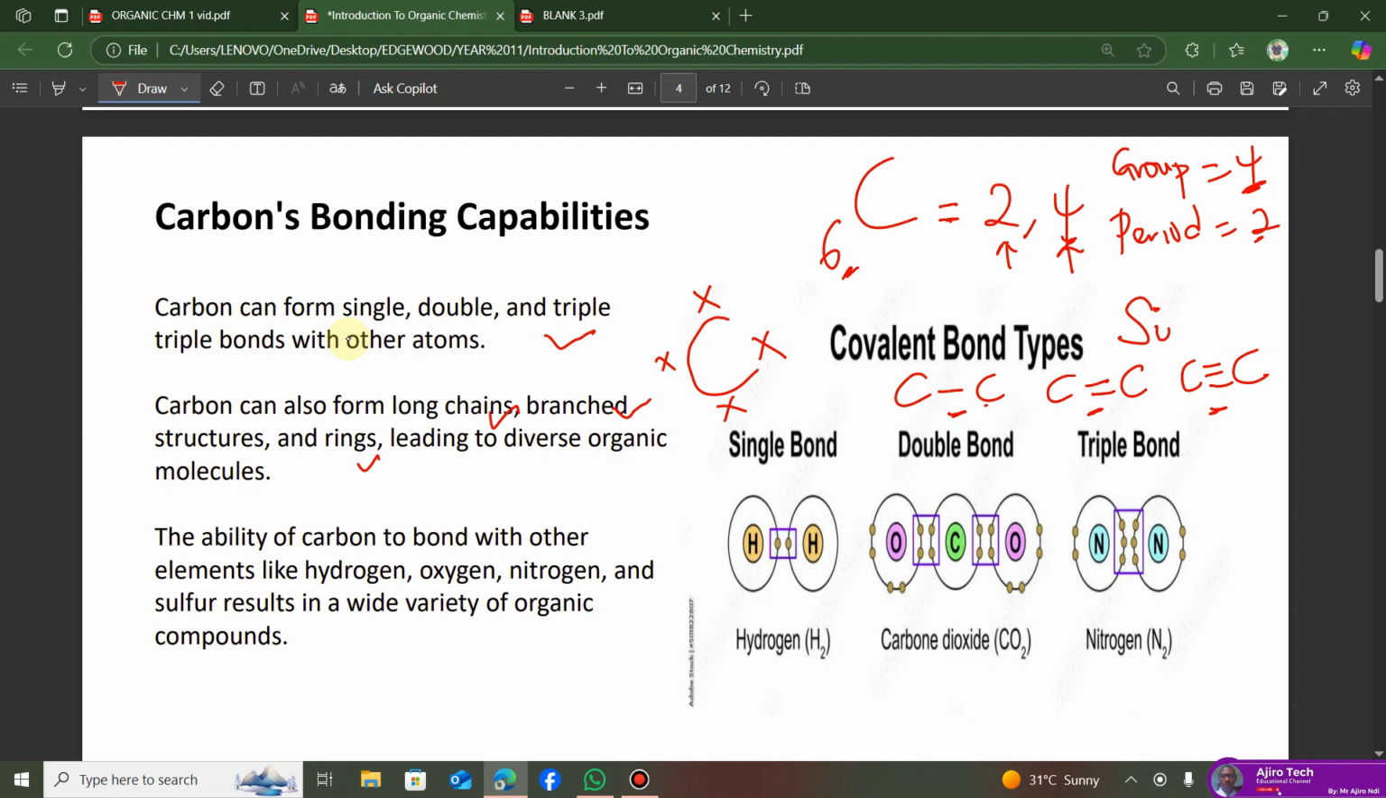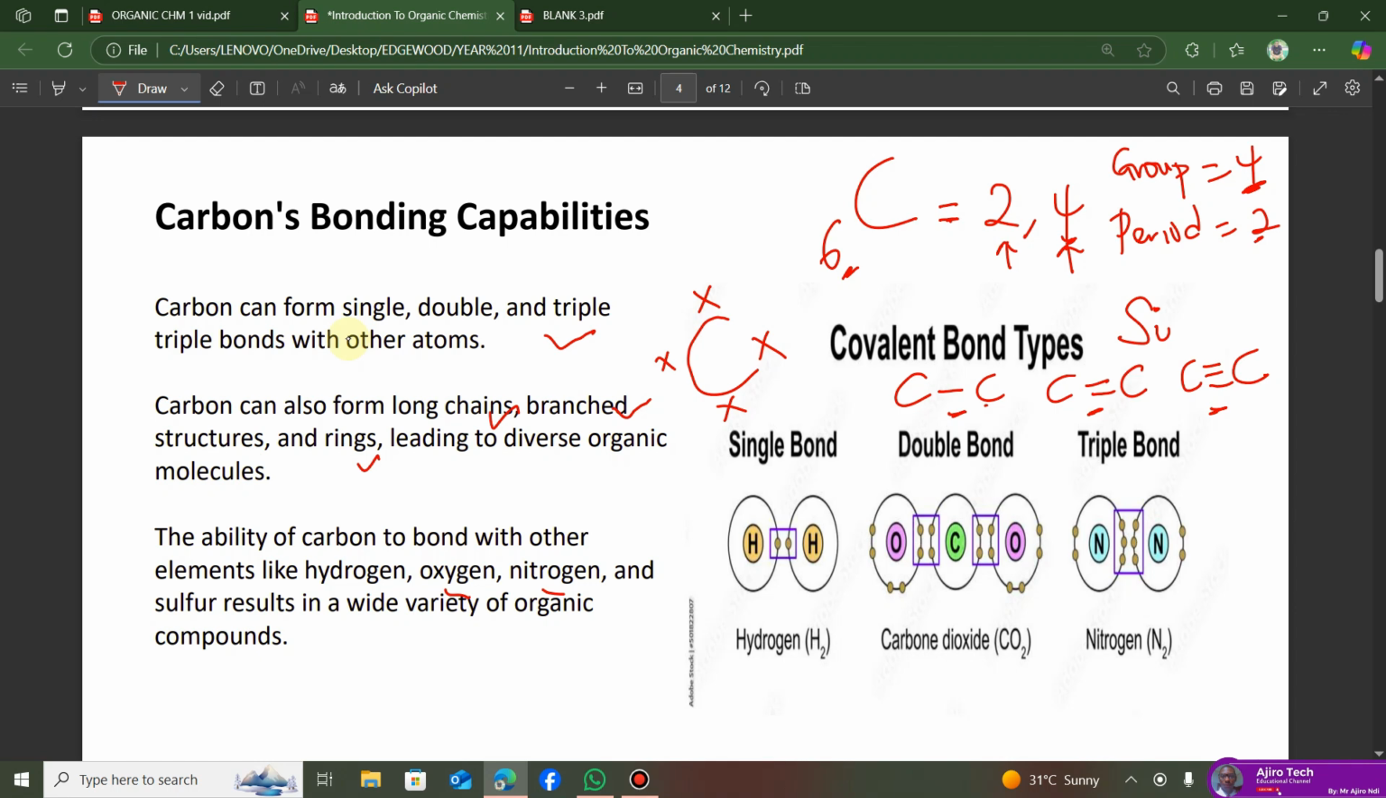Silicon could also take such shapes, but silicon loses its stability as it progresses with the different dimensions. But carbon does not, and that's what makes it really special. Another reason why carbon is special is the ability to bond with other elements such as hydrogen, silicon, nitrogen, and sulfur, resulting in a variety of organic compounds.